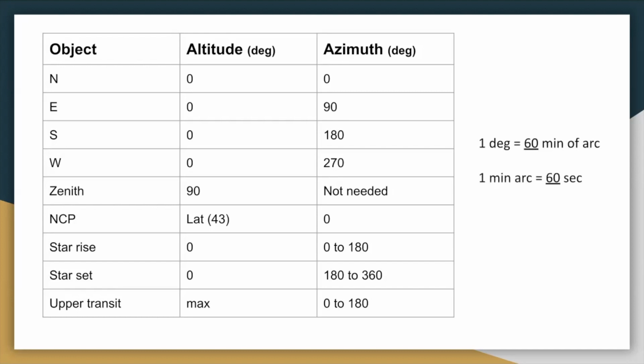One more thing we have on this page. 1 degree is also equivalent to 60 minutes of arc. And similar to what we would expect for time, 1 minute of arc is equivalent to 60 seconds.